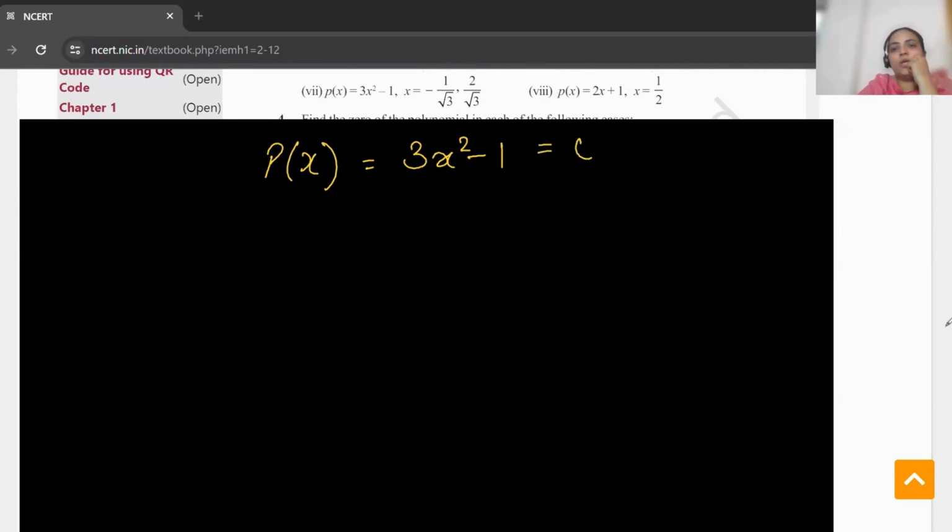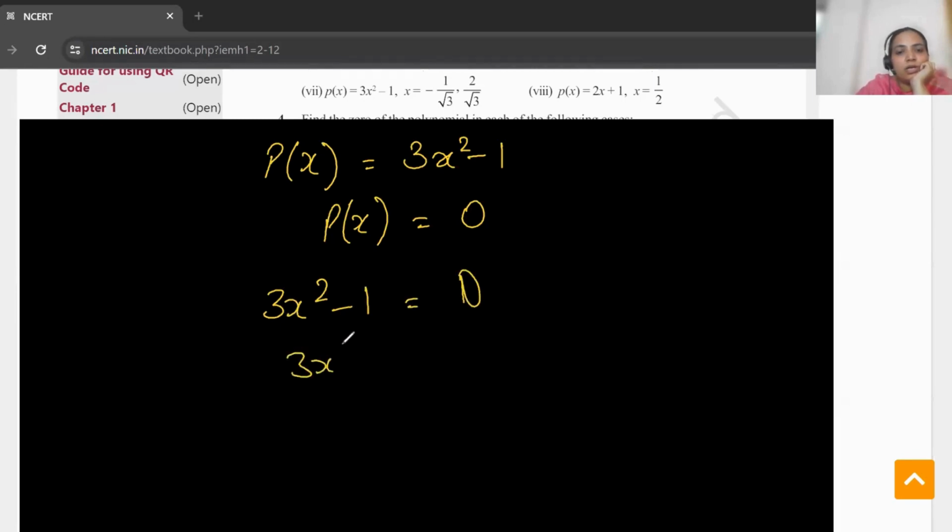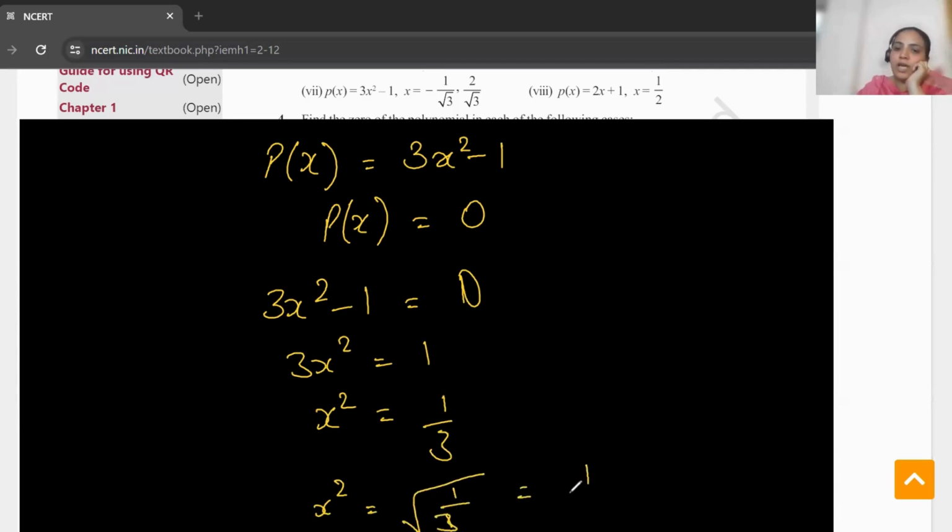So for equating it with 0, first of all we'll write that I am putting the complete thing equal to 0. And then I'll write 3x square minus 1 equals 0. So it will be 3x square equals positive 1 and x square equals 1 by 3. And then x equals the root of 1 by 3, which can be written as 1 by root 3. Right or not? The square is gone when you have put it under the root.